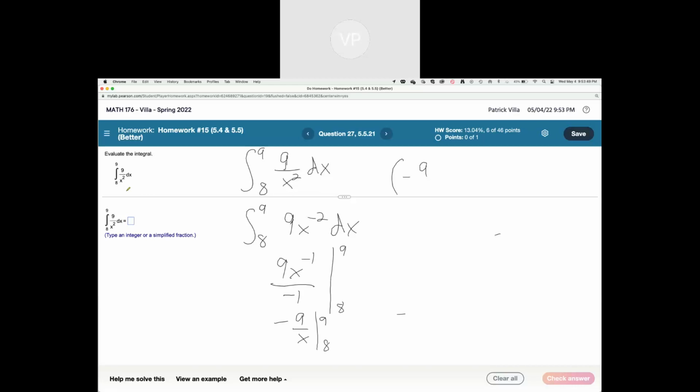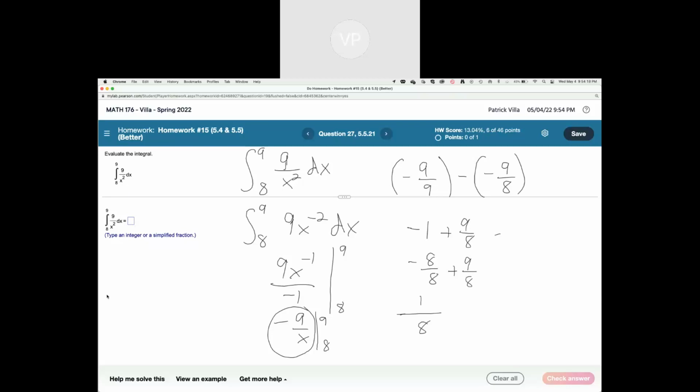So plug in the 9 first. Plug in the 8 next. Notice this is my answer. This is my function, and I plug in my numbers in place of all the x's. And so we get a negative 1 plus a 9/8. And I'm going to get that common denominator again. And we end up with 1/8. That's my answer right there.